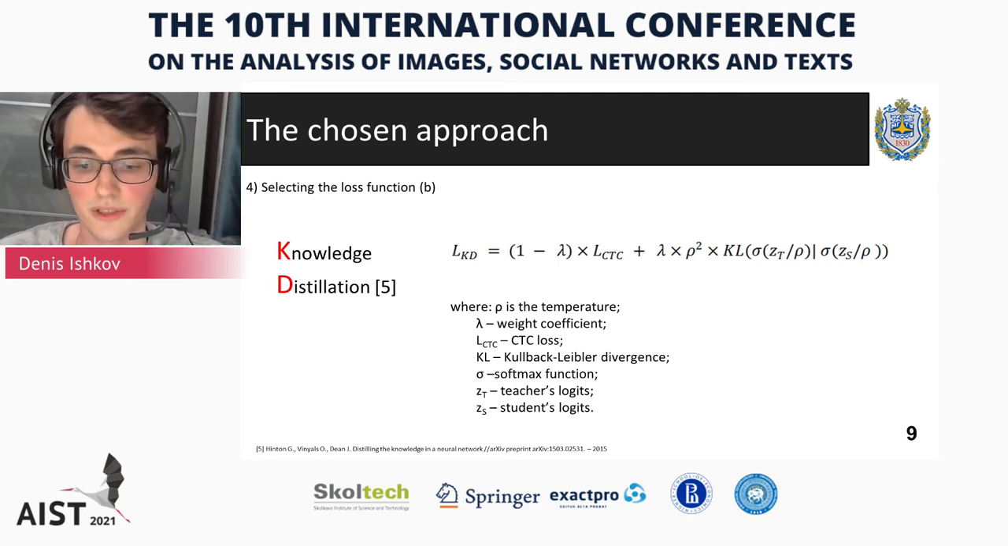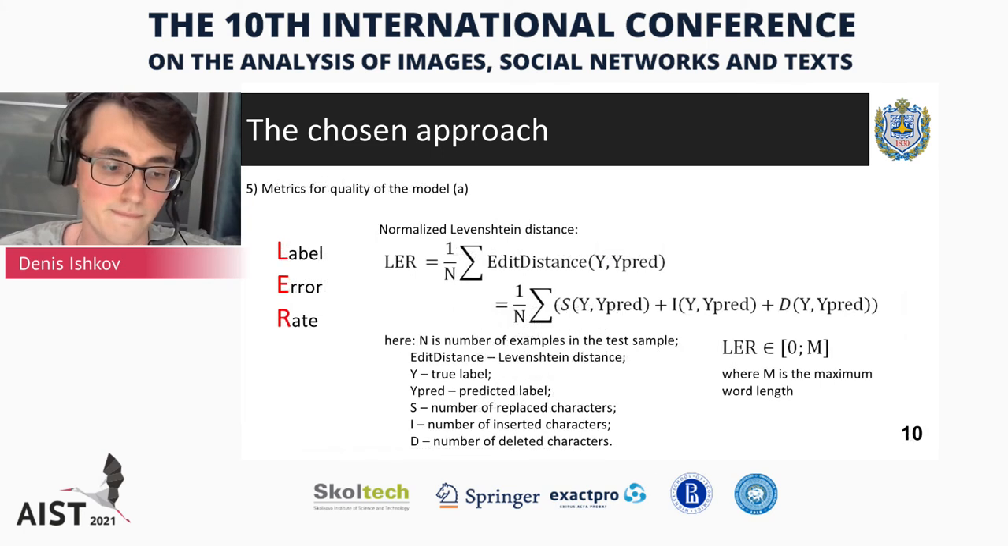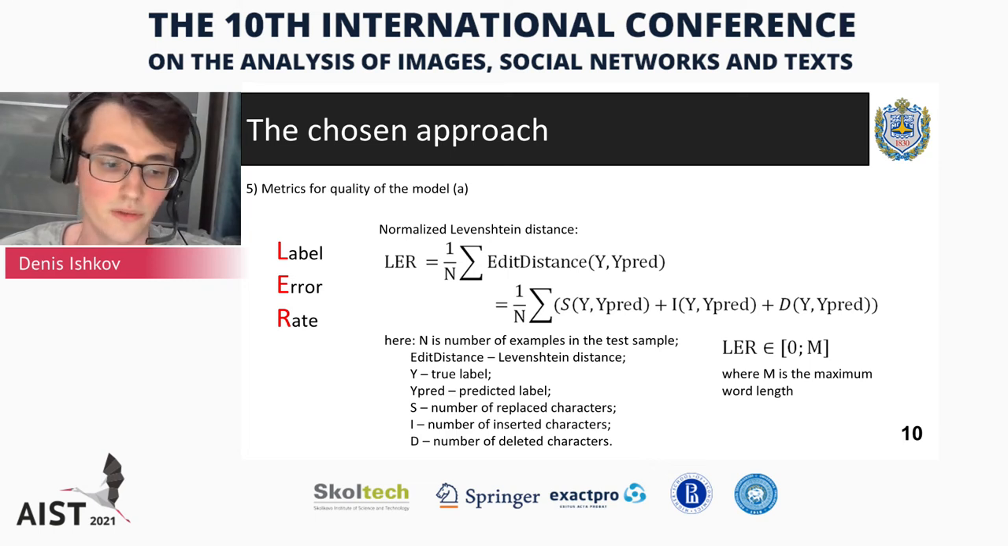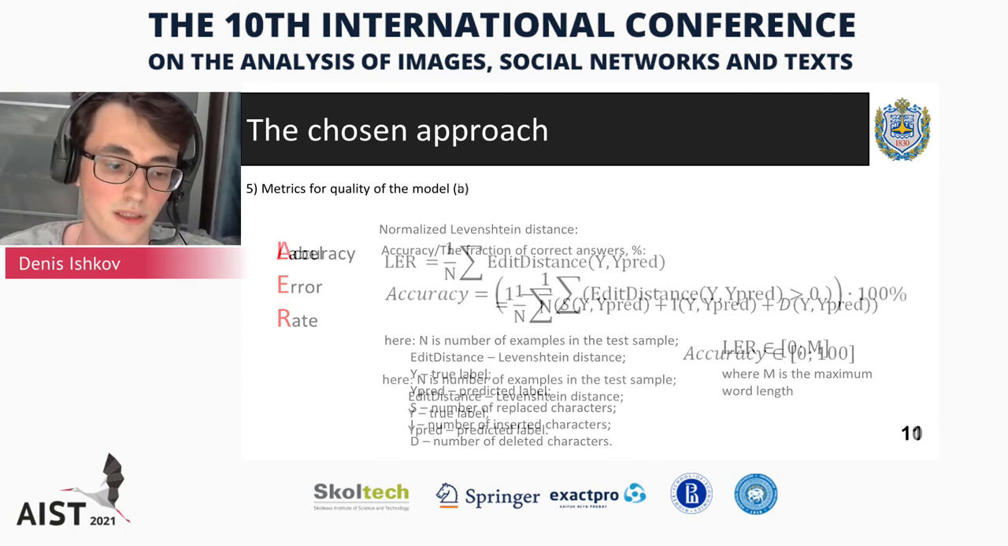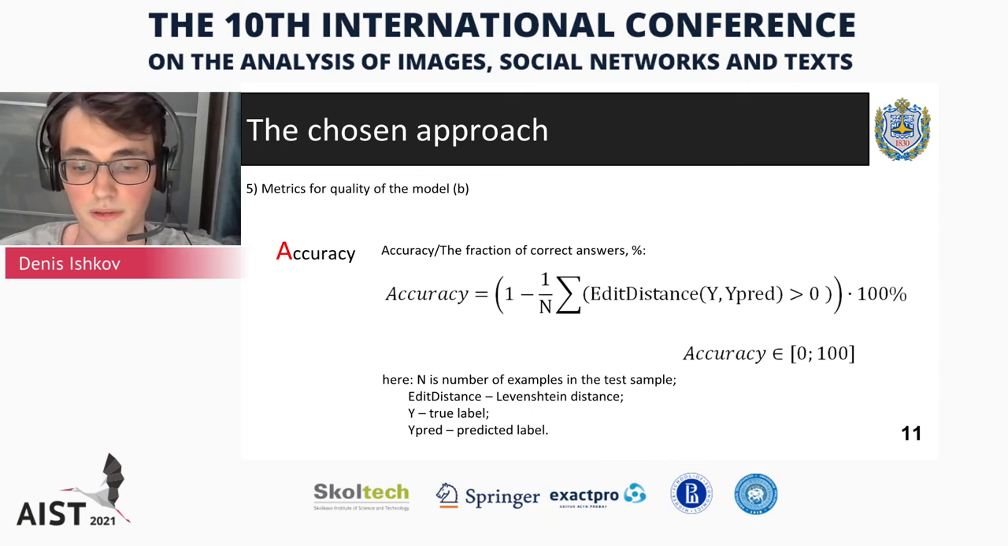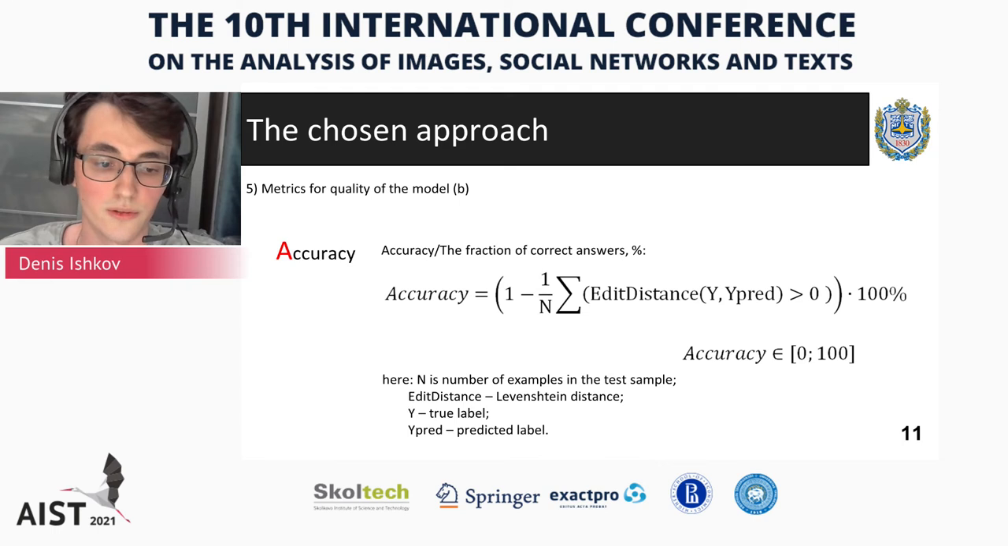And the resulting loss for knowledge distillation of the student is a weighted sum between these two losses. For evaluating the quality, we use two metrics. One of them is the normalized Levenshtein distance between the decoded predictions and the true labels. And another one is the fraction of correct answers, or accuracy, which can also be expressed in terms of the Levenshtein distance.